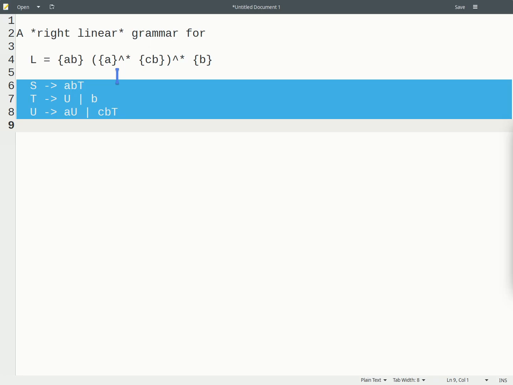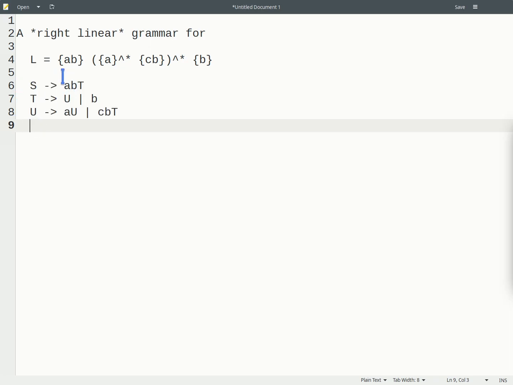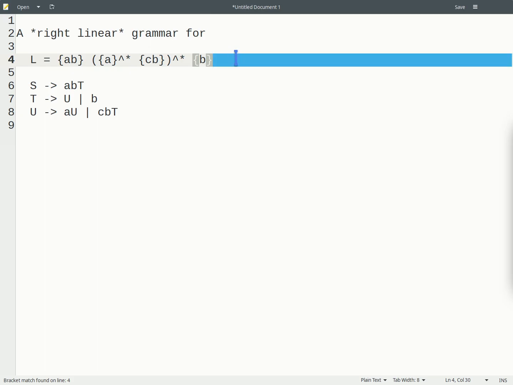So this grammar indeed generates all the words in this language. And this grammar is also right linear. For every rule, we have that the left-hand side is a variable, and the right-hand side always consists of a terminal word followed by a single variable. Here an empty terminal word followed by a single variable, just a terminal word followed by a single variable, or a terminal word followed by a single variable. So this is a right linear grammar for this language.